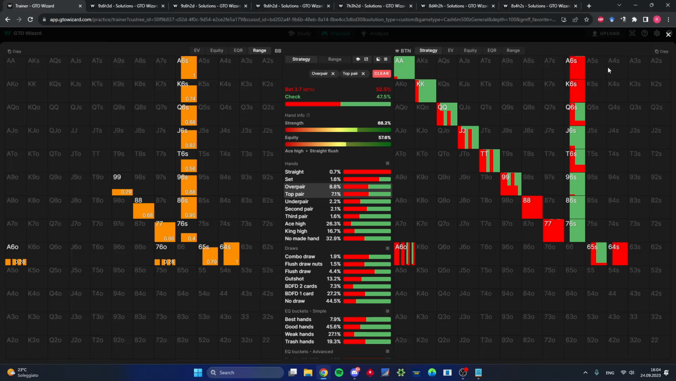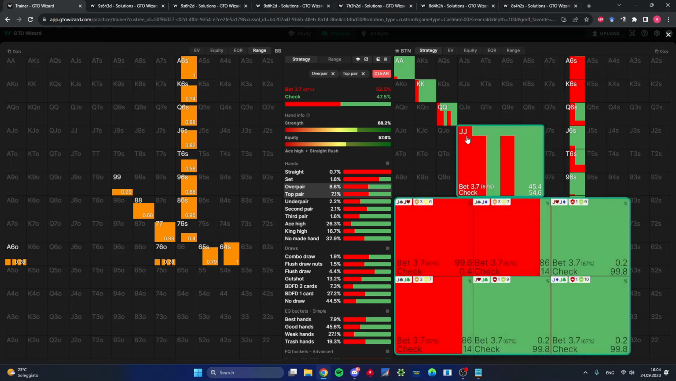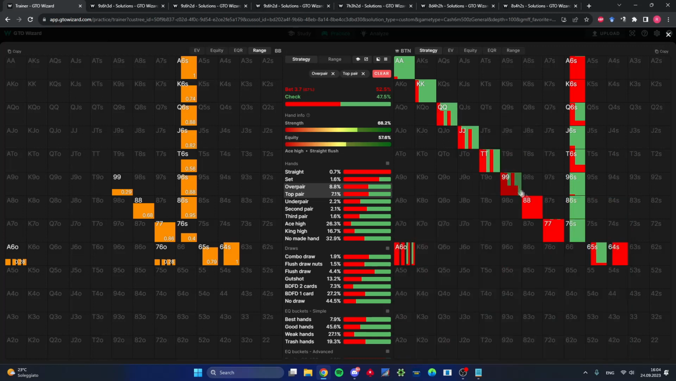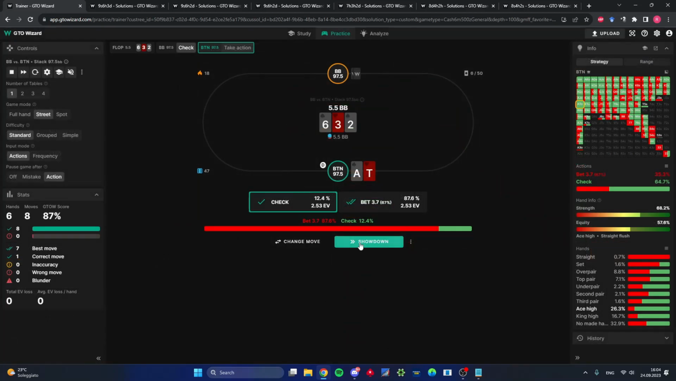Top pairs with the best kicker betting, or with the redraws betting and the other ones checking. So far that makes sense. Having over pairs with the backdoor flush draw, they're betting and the other ones are checking, and then if you get to the real high ones, they're just always checking. And if you go to the weaker over pairs, they're always betting, no matter of the backdoor flush draw or not.